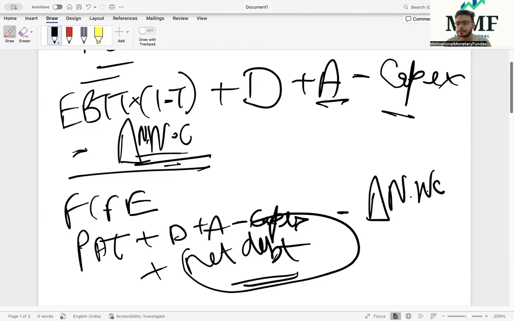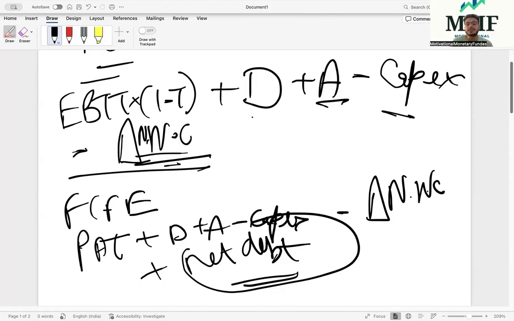Rest the formula is the same. So conceptually we need to understand why in the FCFE we have used PAT, and why in FCFF we have not used PAT and used EBIT only. That's the logic we need to understand.